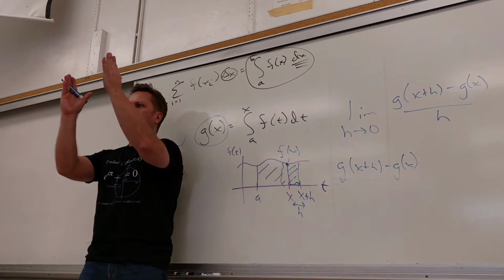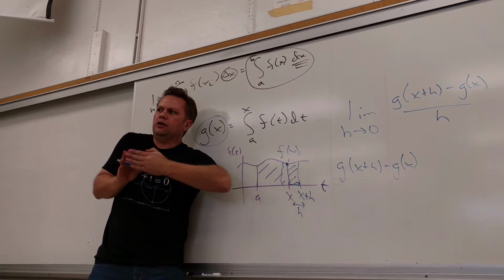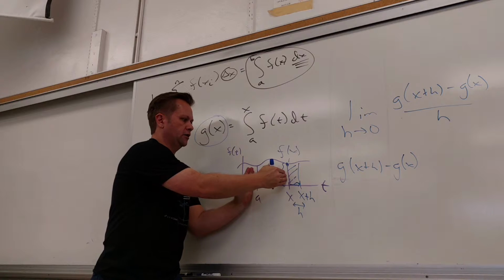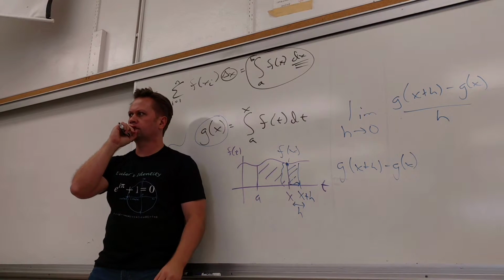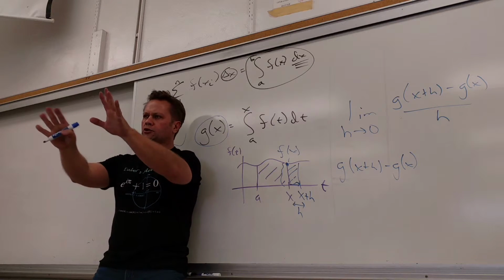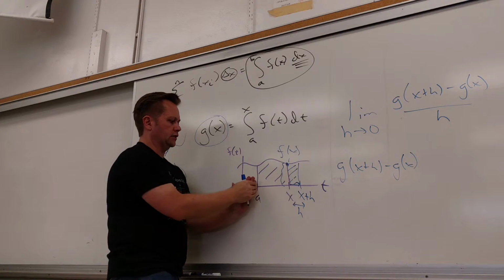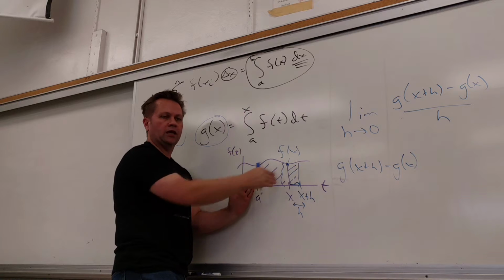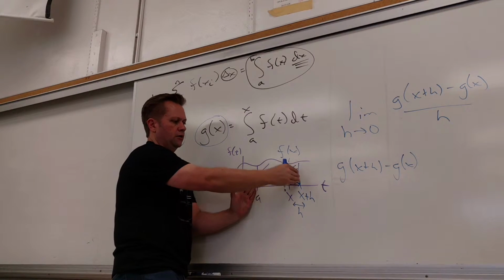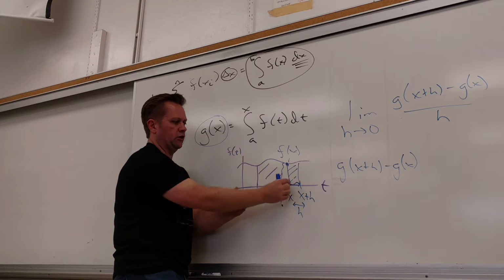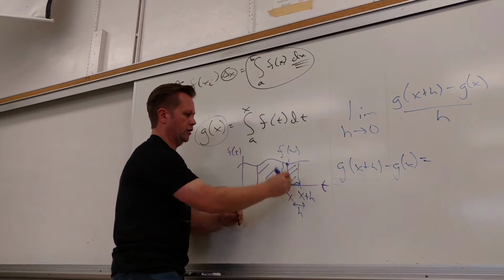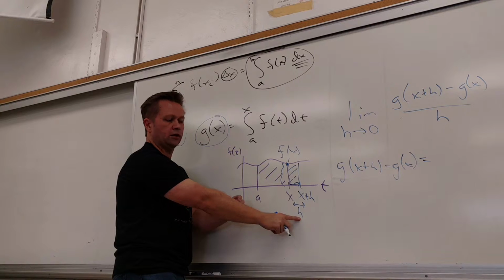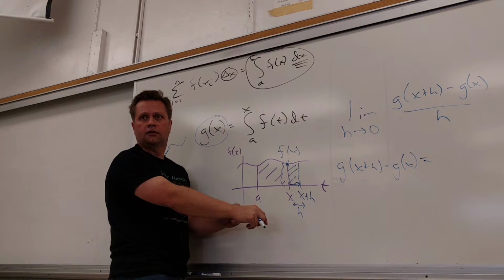Physically, that is the new area that I pick up. Here's the old area. Here's the new total area. So the difference would be this little sliver. And let me make sure everybody understands. g of x is the area from a to x. What's g of x plus h? The area from a to x plus h. So what's the difference between them? That little sliver. So that equals, what's the area then if it's this tall and this wide? f of x times h.